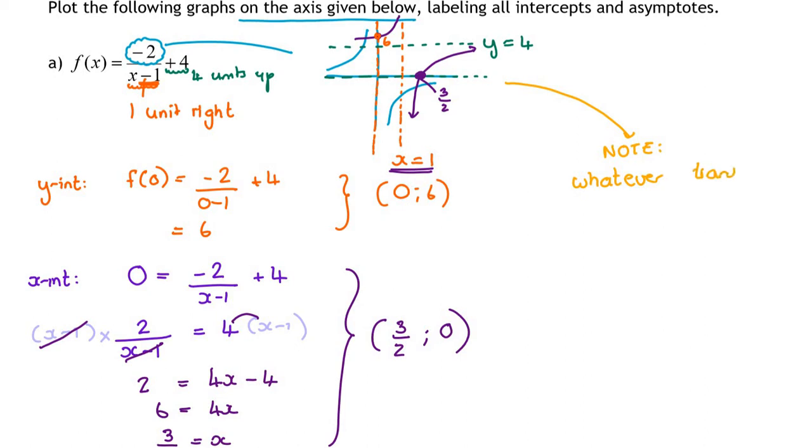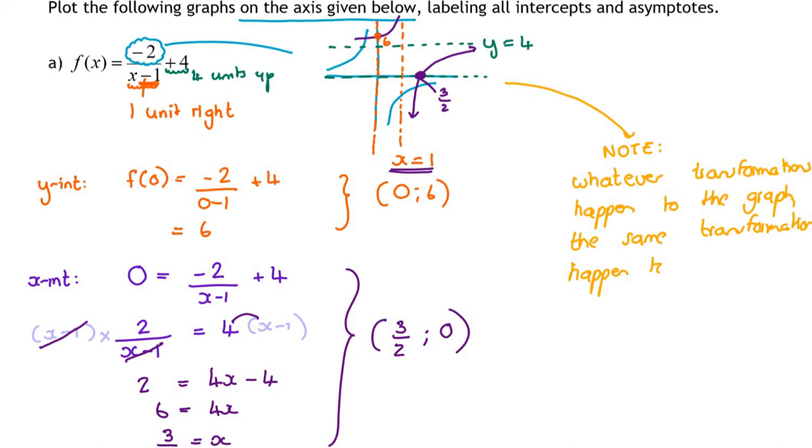Whatever transformations happen to the graph, the same transformations happen to the axes of symmetry. Now there's 2 of them, so that's why I say axes, plural.